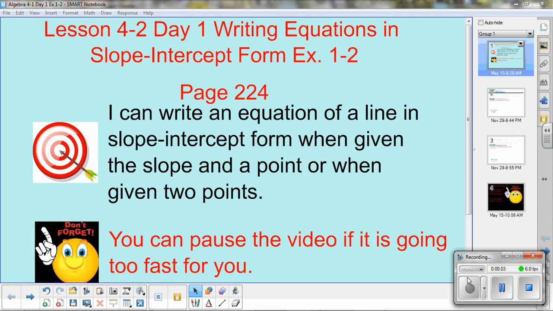In Lesson 4.2, Day 1, Writing Equations in Slope-Intercept Form, Examples 1 and 2, you will be writing an equation of a line in slope-intercept form when you are given the slope and a point on the line or when you're given 2 points on the line.